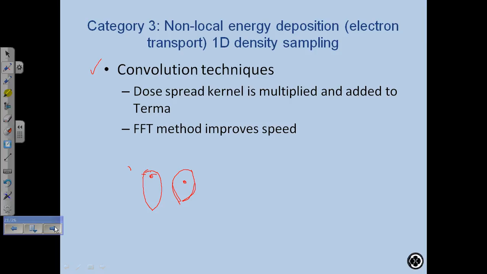So the kernel is multiplied to the terma. The terma has a total energy, the total energy released in the material. Okay, so, yeah, not deposited, released. And so the kernel and the terma are multiplied and then they're convolved. And I'll show you the equations next class. And they're convolved, and we use a Fourier transform to perform that convolution, because it's a mathematical trick. And then we can use a fast Fourier transform to speed that up. We'll talk about that more next class.